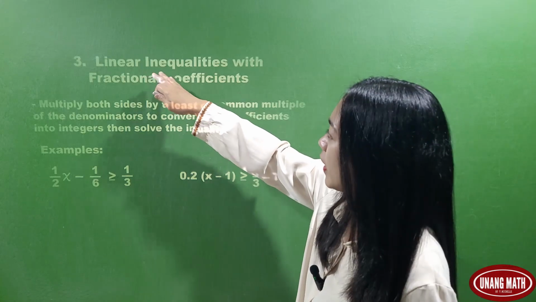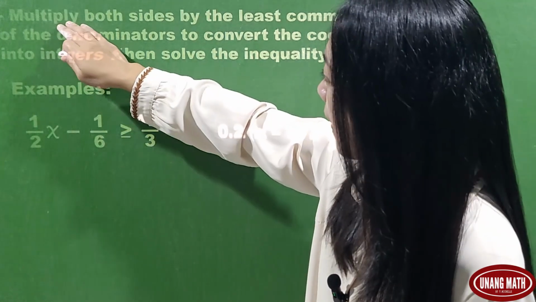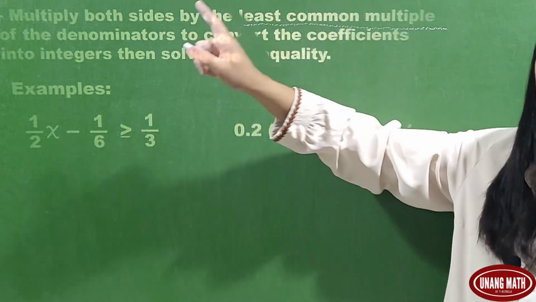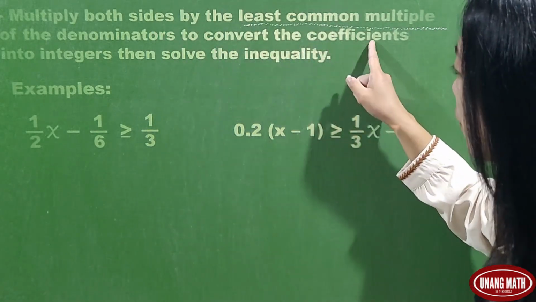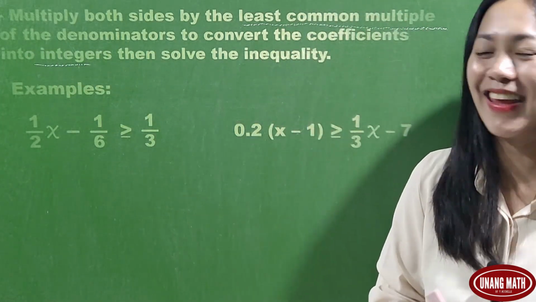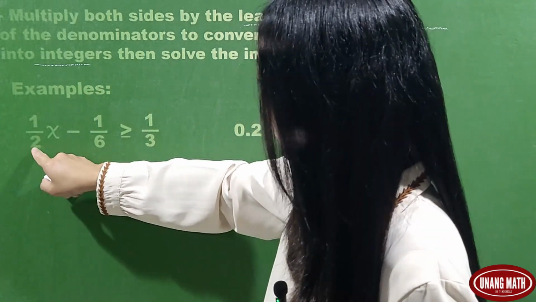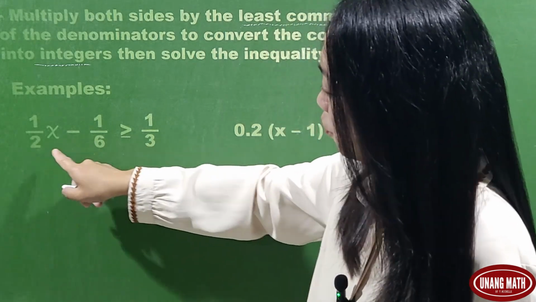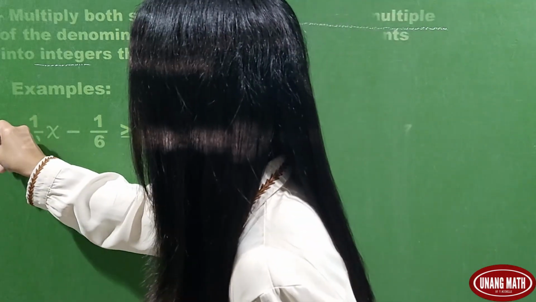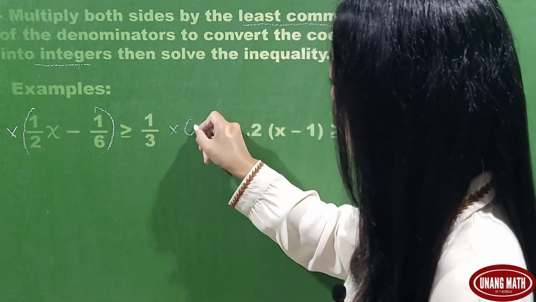In solving inequalities with fractional coefficients, what we have to do is multiply both sides by the LCM, or the least common multiple, of the denominators to convert the coefficients into integers. Then solve the inequality. Let's start with this first example. Multiply both sides of this inequality by the LCM of 2, 6, and 3, and that is 6. So this is 6 times this expression, and this is 1 over 3 times 6.